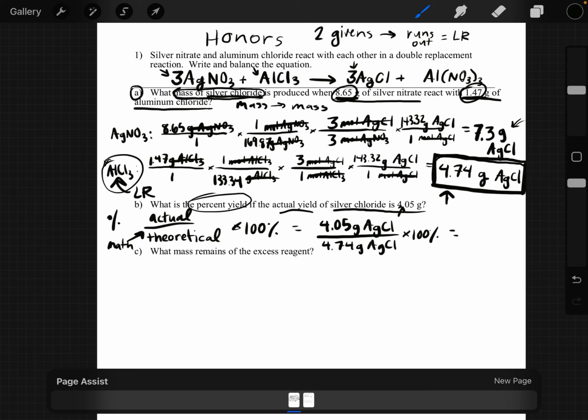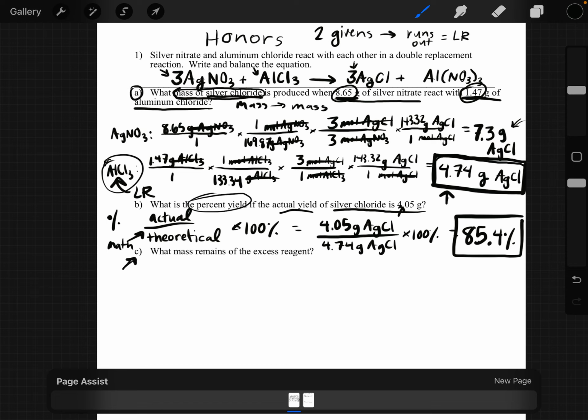And when I put that into my calculator, it becomes 85.4% yield. So that's a decent percent yield. Okay, so that's another type of problem you can have. I don't think that calculation is that bad. It's just annoying to have to do that other stuff before to be able to get to that theoretical yield.